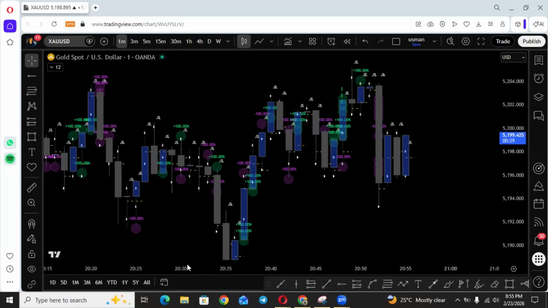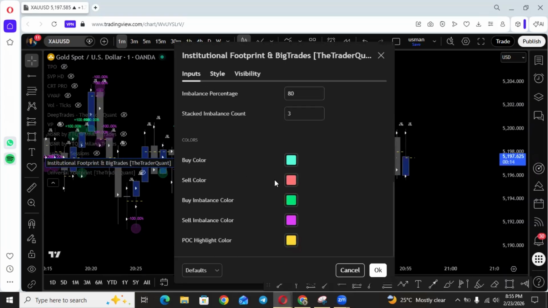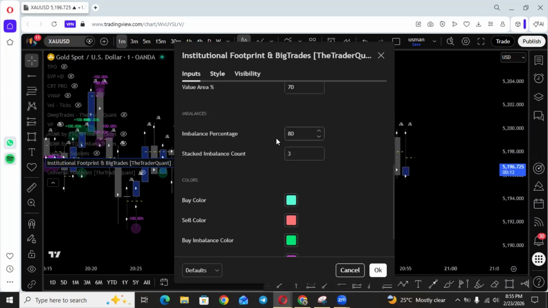But how much more is enough? Okay, it is based on the volatility of the market. We will look at this setting of the tool, the imbalance percentage.